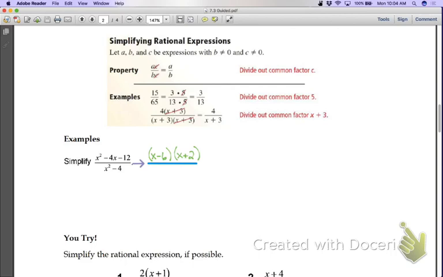What is the bottom side going to be? How is x squared minus 4 going to factor? x plus 2 and x minus 2.